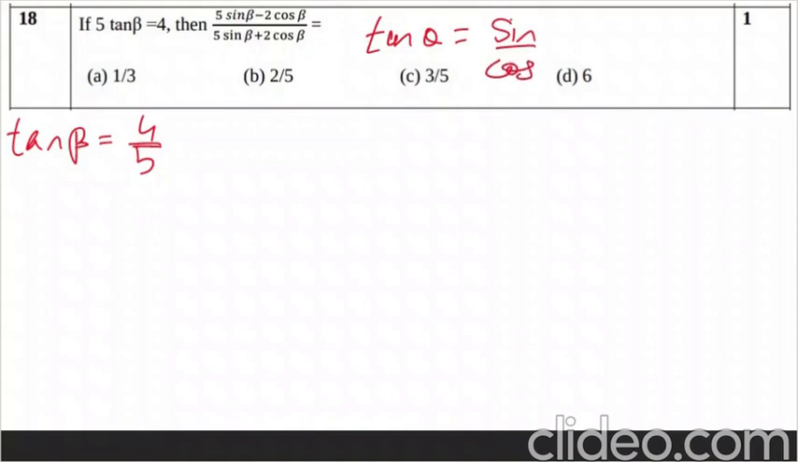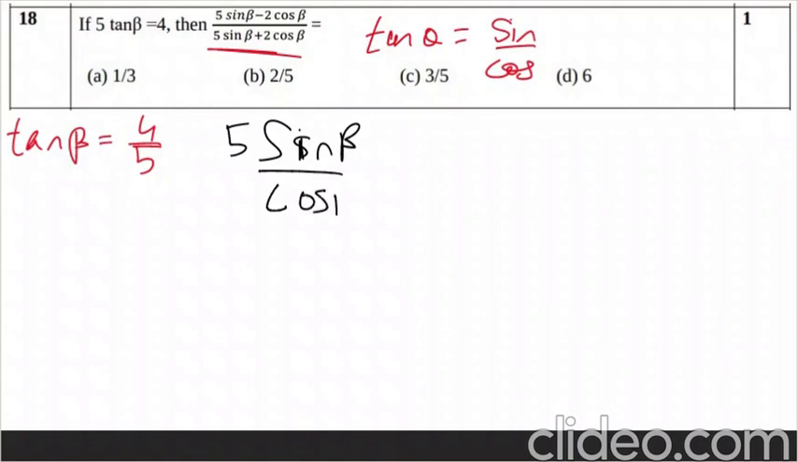That's already known to us. Now, let's put the values of sine by cos. So if I open this whole thing, how can I get it? I will write it in the form of 5 sin beta by cos beta. Can I write it that way? I'm just simplifying it, correct?